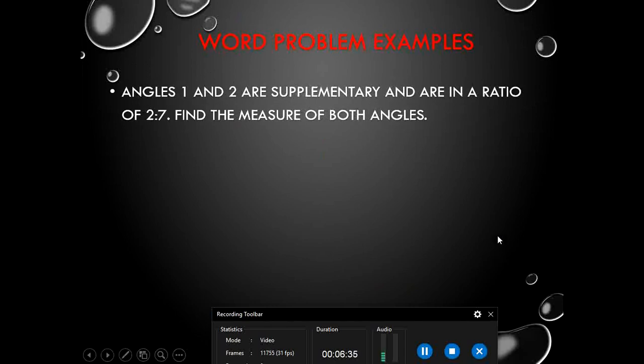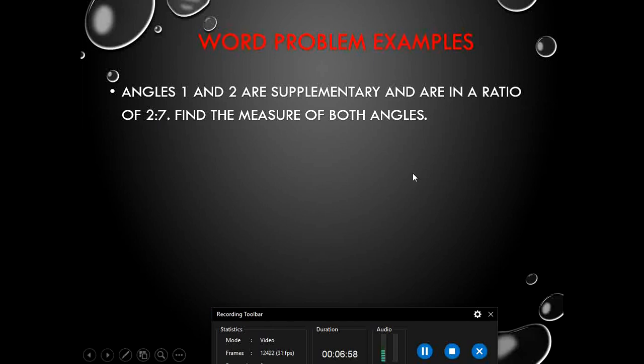Let's look at our first word problem. It says angles 1 and 2 are supplementary and are in a ratio of 2:7. Notice how they said angle 1 first? That part of the ratio is 2. 2 parts belong to angle 1. And they mentioned angle 2 second. That's the second part of the ratio, 7. 7 parts belong to angle 2.